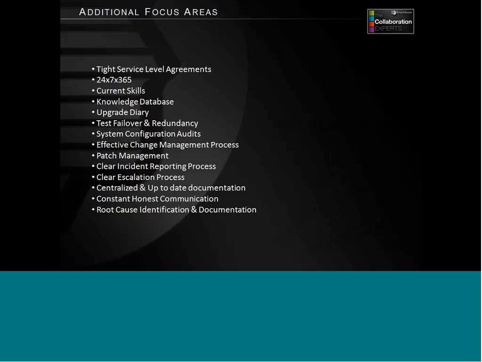The first is tight service level agreements. So making sure that whoever is doing the management and optimization of your technology has really clean and clear SLAs against the points of accountability that they have.